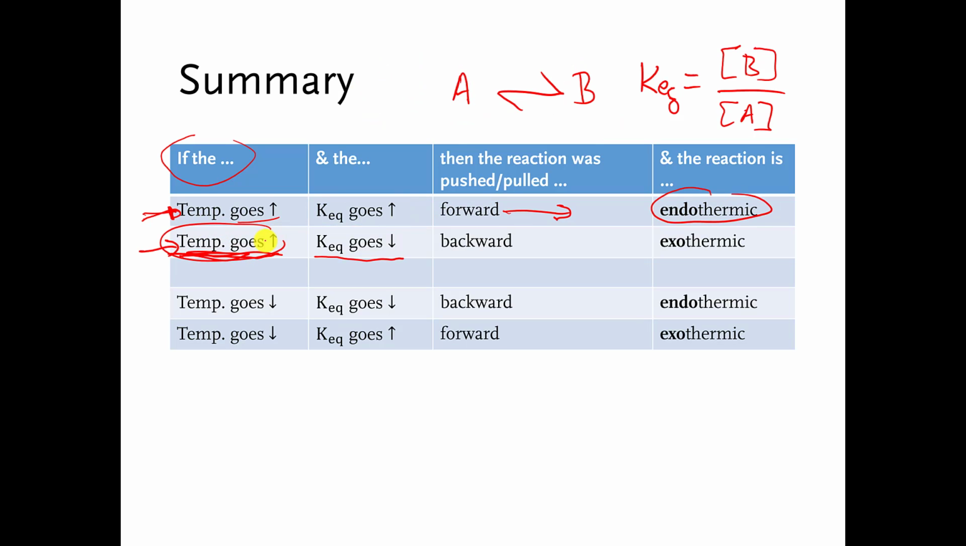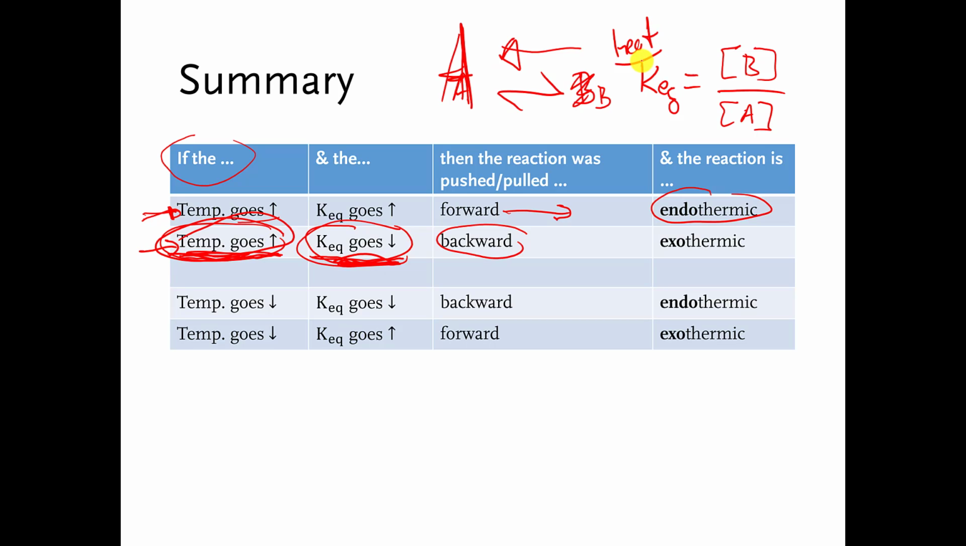If the temperature and the equilibrium constant go in opposite directions, in other words, if the temperature goes up and the equilibrium constant goes down, that means the left side got bigger and the right side got smaller, which means the reaction got pushed backwards. And if the reaction got pushed backwards when the temperature goes up, that means heat or energy is on the right side of the arrow, and that means you have an exothermic reaction.